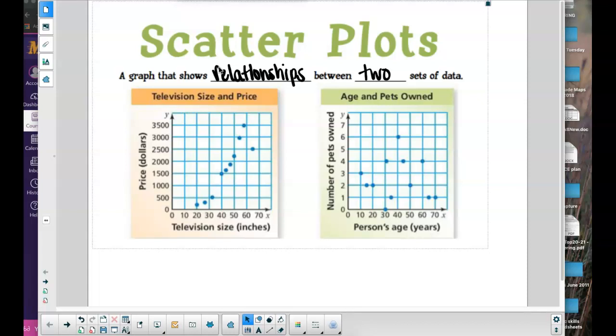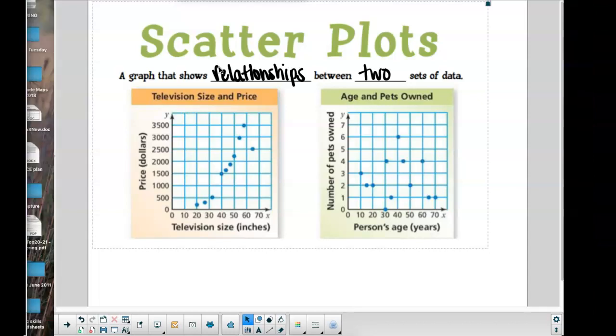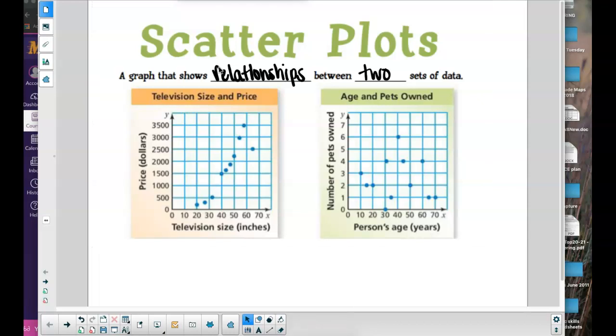Okay, so we talked about that when we talked about definitions of graphs and types of graphs, and we're trying to pick out what type of graph you would use. So on the screen here are two examples of scatter plots. Notice that scatter plots are really scattered dots on a graph. The first one shows television size and price.